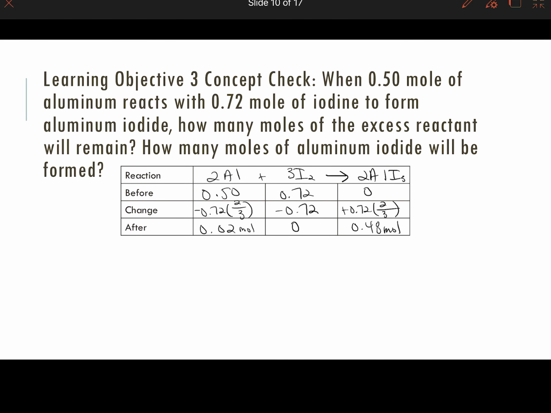So what this shows us is that we have this much aluminum remaining at the end. We've used up all our iodine because it was our limiting reagent, and then we produce 0.48 moles of aluminum iodide.